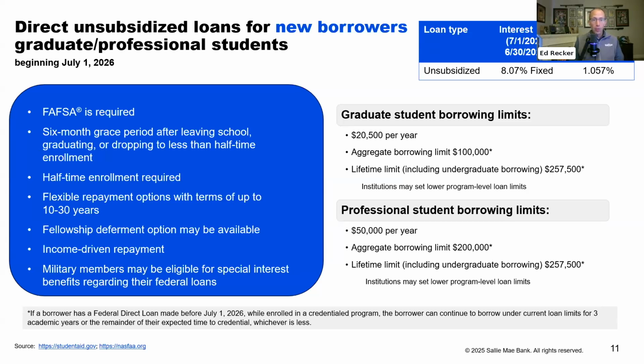The maximum amount that a standard graduate student can receive annually is $20,500. And the most that they can receive in graduate student loans is $100,000. Now, again, there are some specific majors, degree paths, where those caps go up. So that's a professional student.